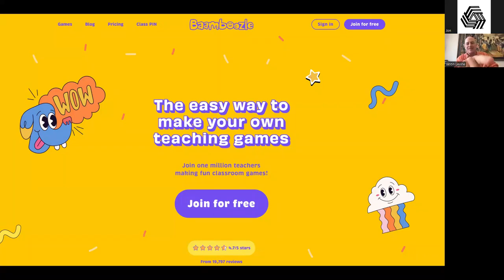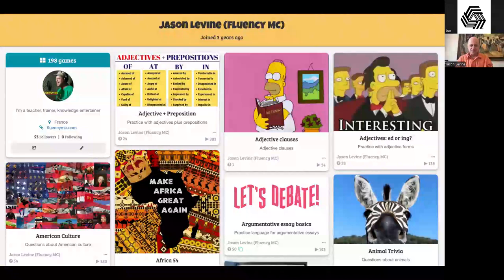But the class pin is if you have a game and you give the class pin to your students, they can play out of class. Now, they can also just go join for free and play certain things. But if you create games at the paid level, and you can really customize and make some amazing games, then give them the class pin, they can play it. So this is just a screenshot. It doesn't really have my business English things on here. But anyway, this is just to show you, you can follow me on Bamboozle for free.